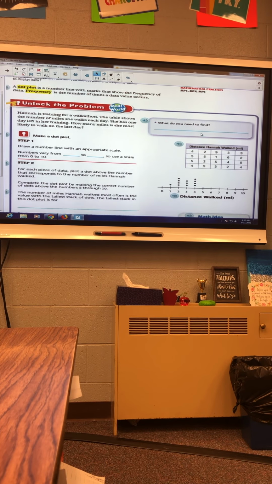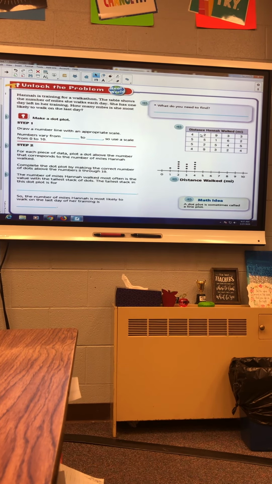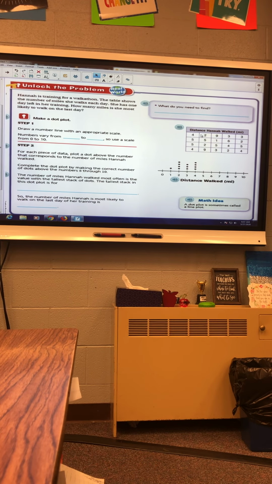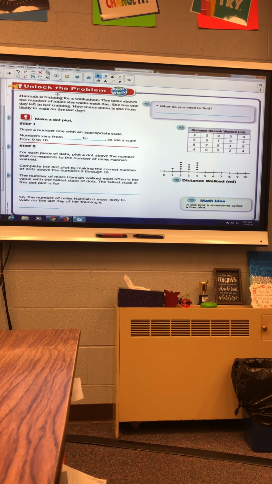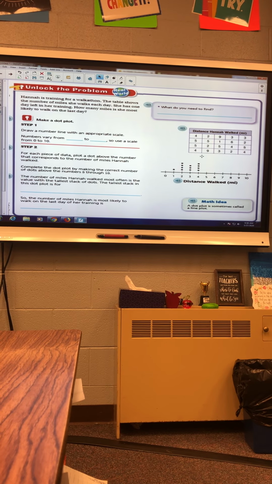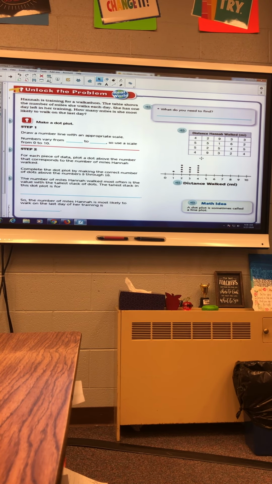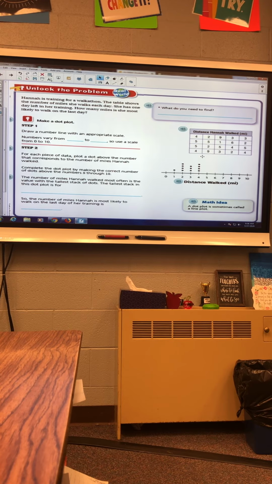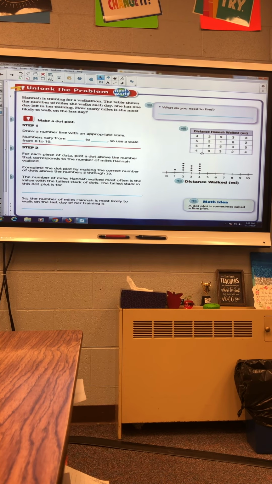So let's look at unlocking the problem. Hannah is training for a walkathon. The table shows the number of miles she walks each day. She has 1 day left in her training. How many miles is she most likely to walk on the last day?